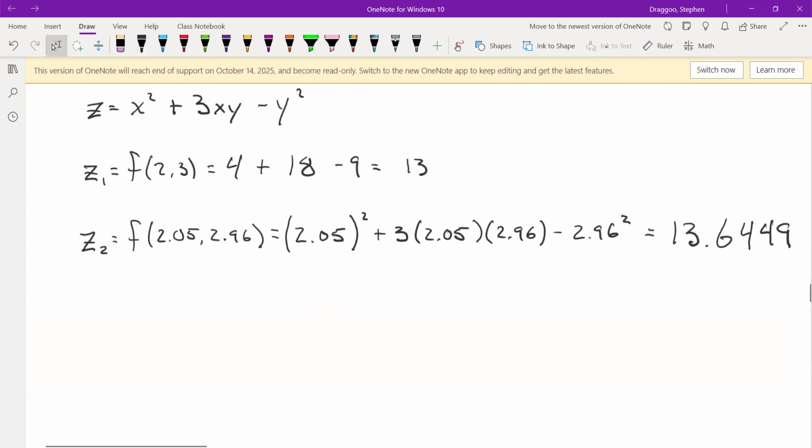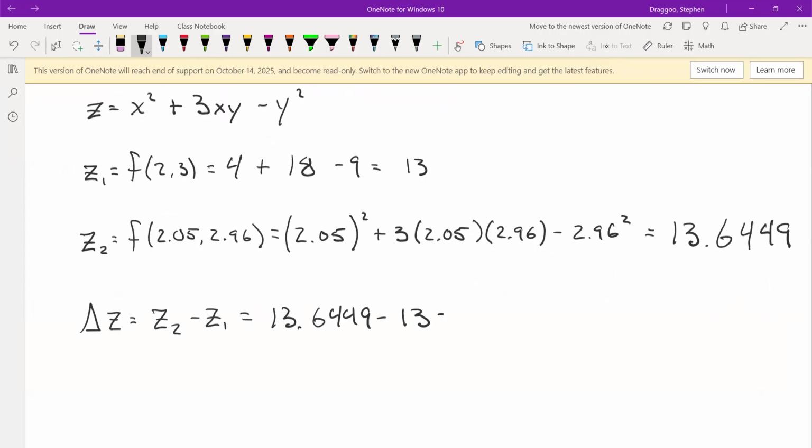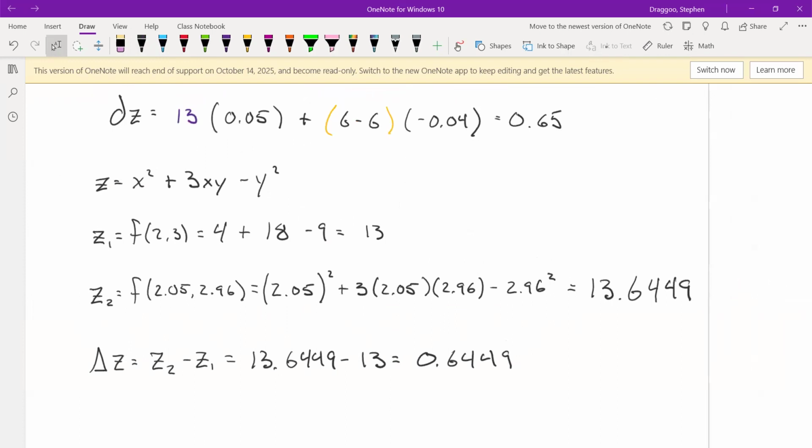I wanted to compare that, or well, no, not yet. First, I need to calculate delta z. I've already sort of done that in my head, but I should probably explain to you what I'm doing. Delta z is just the change in the z values. Z2 minus z1. So 13.6449 minus 13 to get 0.6449. And I want to compare that to the number I got for dz, which is back at the top of the screen. All right, so dz, which again was an approximation for the change in z, was 0.65.